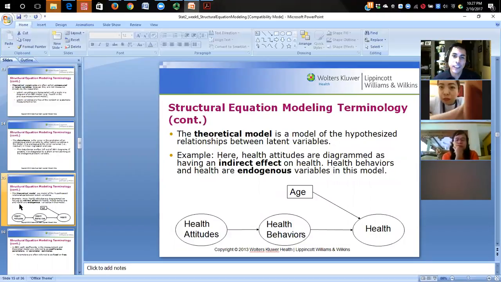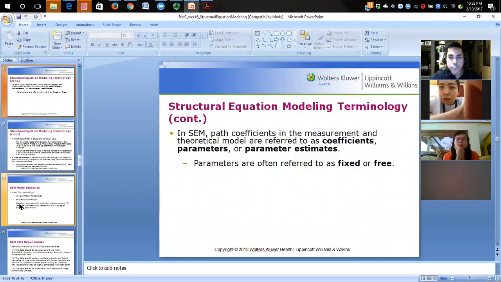So this is really what's very attractive in structural equation modeling, that you have straight lines that represent cause and effect. Health attitude is going to lead to health behaviors, and health behaviors will lead to health. And then it examines the other endogenous variables, and that could be the age, and there's also that direct cause and effect relationship of age and health.